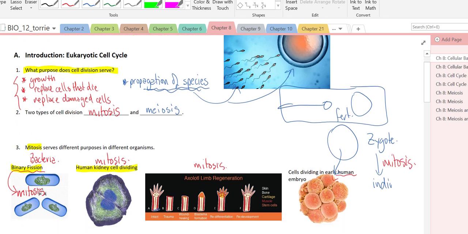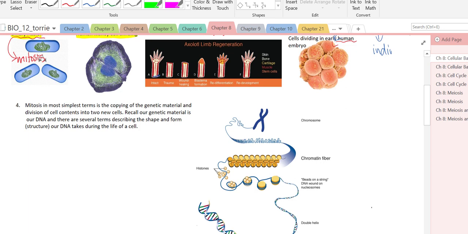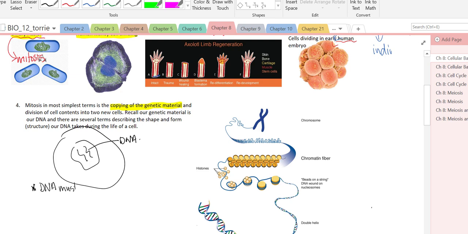All right. And mitosis, in the simplest description, is just copying of the genetic material, right? When we think of a cell, inside that cell we've got a nucleus with a bunch of DNA. Well, this DNA has to be copied before the cell can divide. So DNA must be copied, and copies shared between the two new cells.